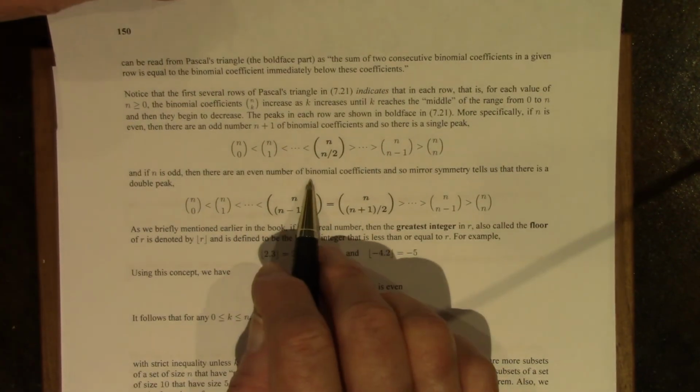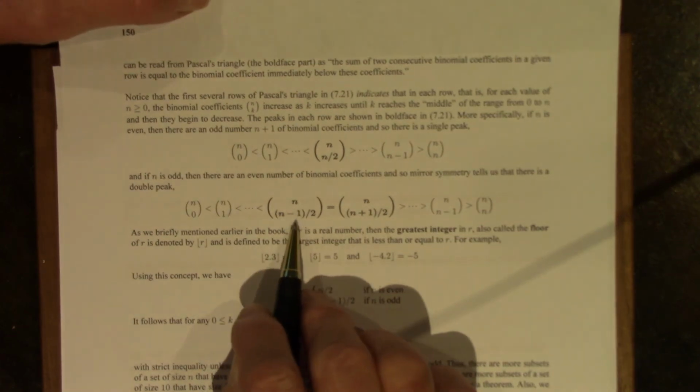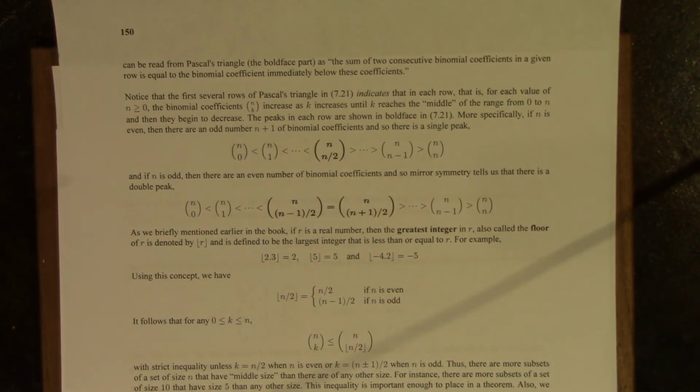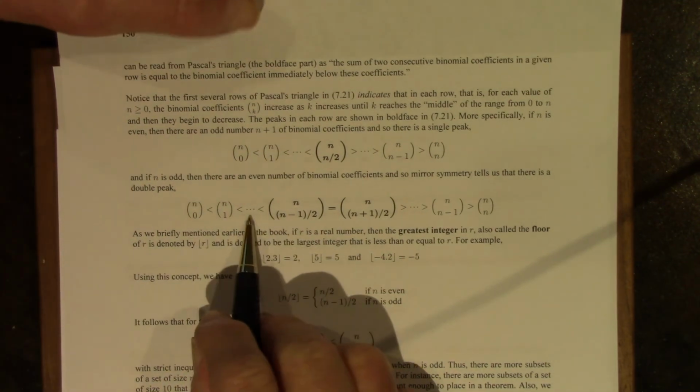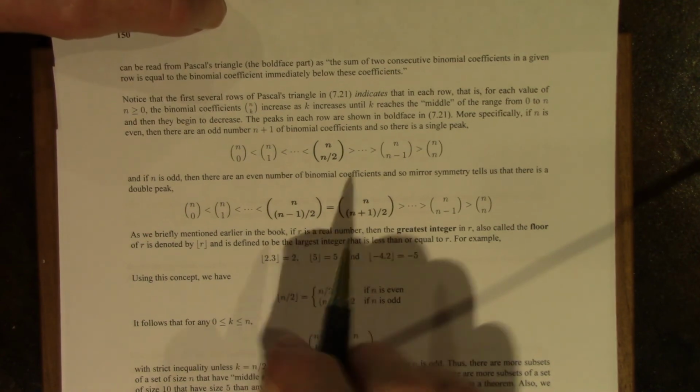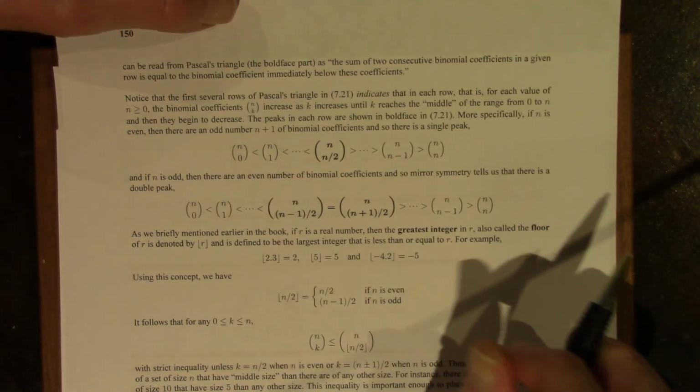When n is odd, these two values are the same by mirror symmetry, so there's a double maximum. All the other binomial coefficients are smaller. They increase until they hit this double maximum, then they decrease.